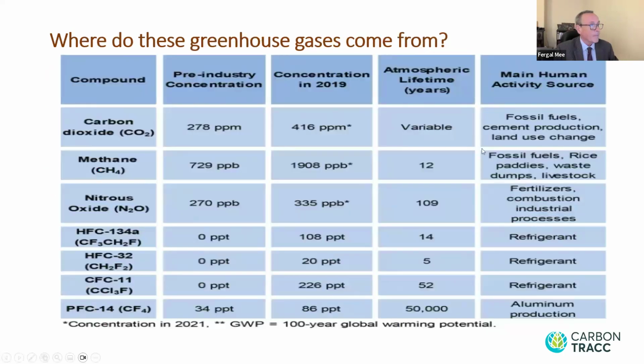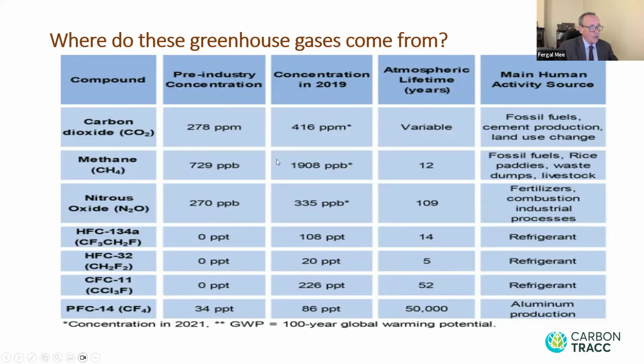Where do the gases come from? Well, carbon dioxide pre-industrial. This is the atmospheric concentration before the onset of the Industrial Revolution. We had 278 parts per million. Now we have approximately, in 2021, 416 parts per million. The atmospheric lifetime of CO2 is variable. And the main activity sources by humans: fossil fuel, cement production, land use change.